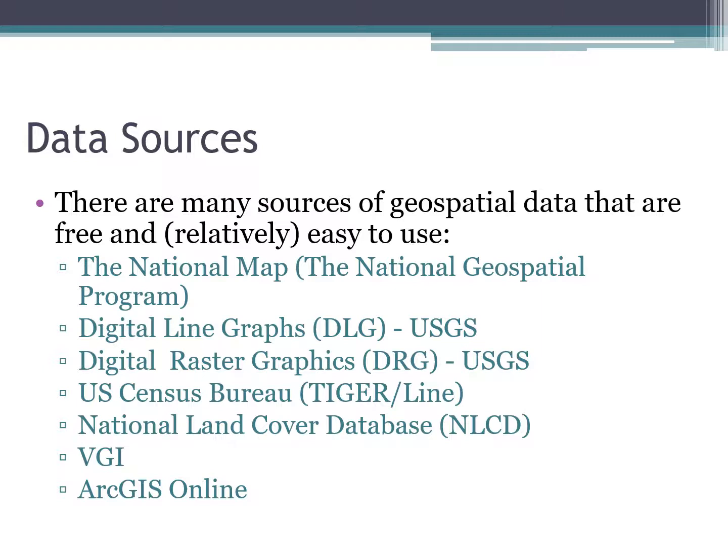There are many sources of geospatial data that are free and relatively easy to use, as I said. We have the National Map, which we'll be using quite a bit throughout the rest of this textbook. We have digital line graphs that come from the USGS, as well as digital raster graphics. The US Census Bureau offers their information in a GIS format. There's also something called the National Land Cover Database, which we will get into in later chapters. And then there are other sources known as VGI, which I've mentioned before, Volunteered Geographic Information, as well as ArcGIS Online, which you have, I think, already gone over with your labs, where you can access the online information and pull it into your desktop system.